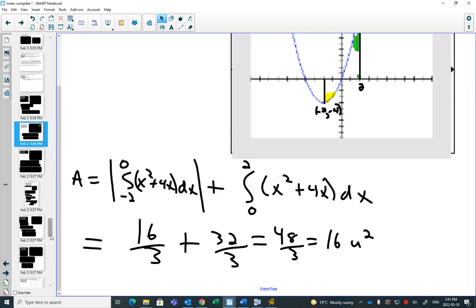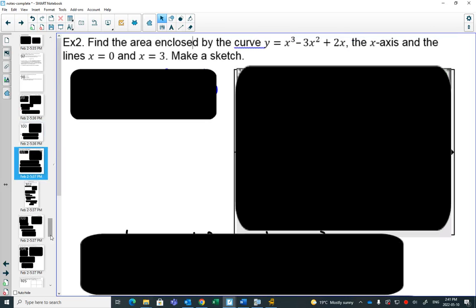So I'd like you to try the next one on your own. You'll have to find the x-intercepts, draw a sketch of that graph, find out which sections are negative, which sections are positive.